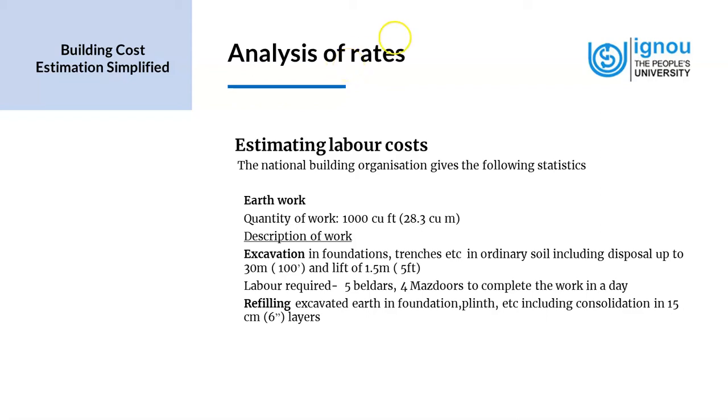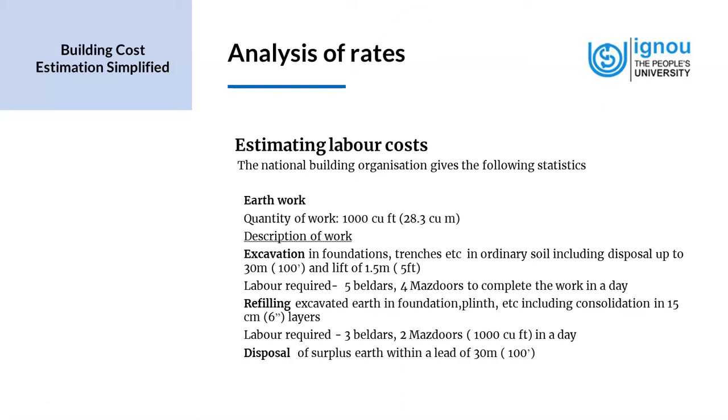And for this activity, the labor required is 3 beldars, 2 mazdoors. This is for 1000 cubic feet in a day. So we need 3 beldars and 2 mazdoors in a day. Then the disposal of surplus earth within a lead of 30 meters. The labor required is 1 mazdoor can do 100 cubic feet per day.